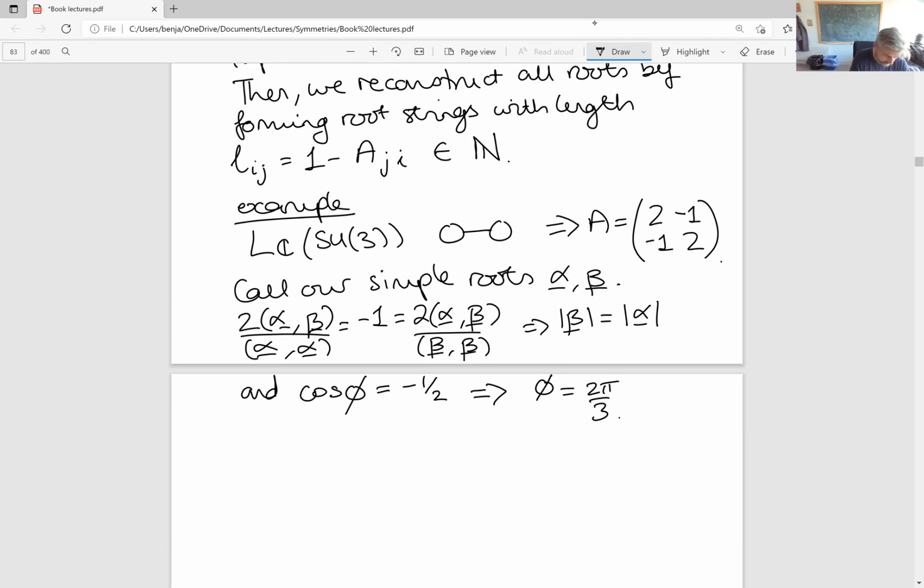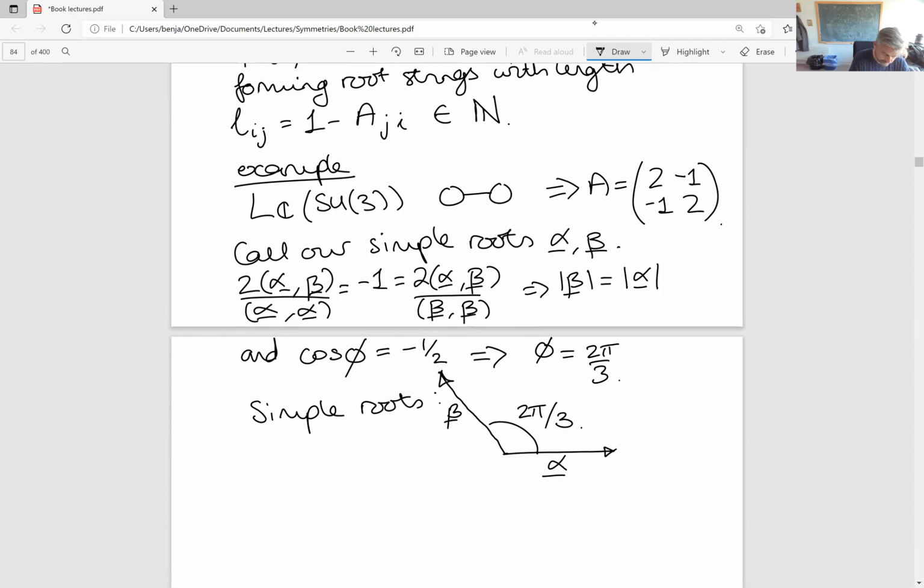So we can draw our simple roots. As I said before, alpha is some length, but whatever that length is, beta has to be the same length. And I've just put alpha along the x-axis, but I could rotate it and beta would rotate accordingly. But what's important is that the angle between them is 2 pi by 3.